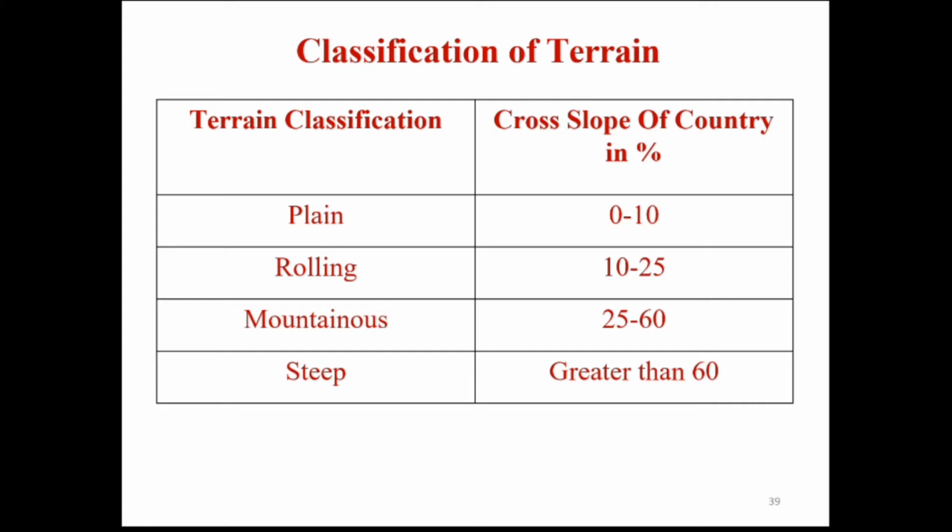Now from the table we can see the classification of the terrain and the cross slope. If the terrain is plain, then the cross slope in percentage is 0 to 10. Second, if it is a rolling terrain, then 10 to 25%. If it is a mountainous terrain, then 25 to 60%. If it is a steep slope, then it should be greater than 60%.